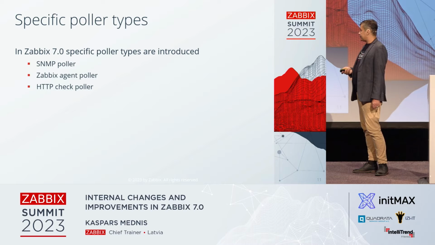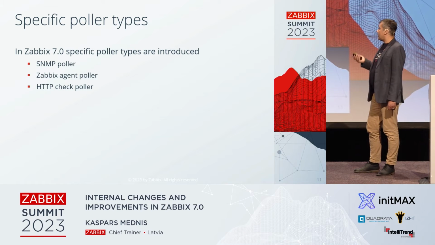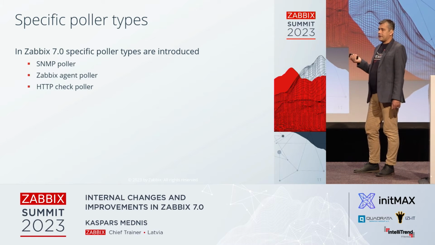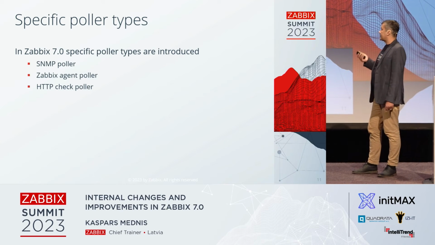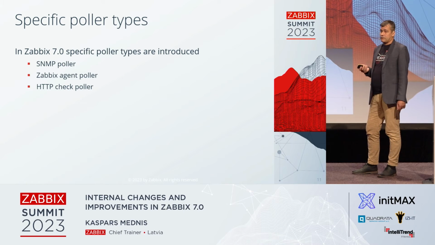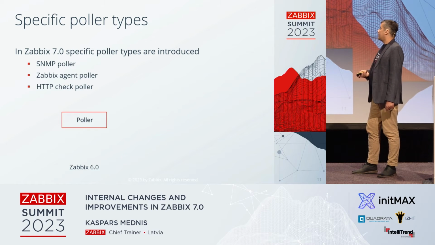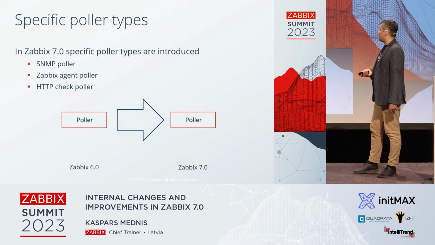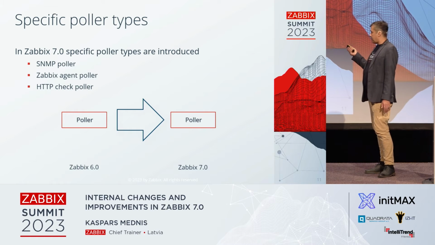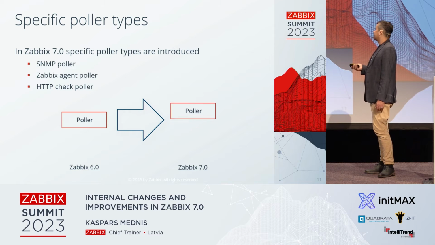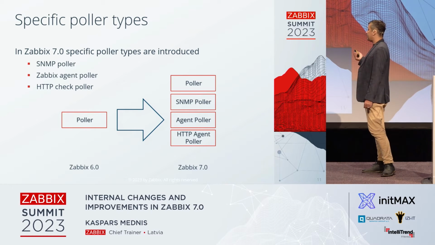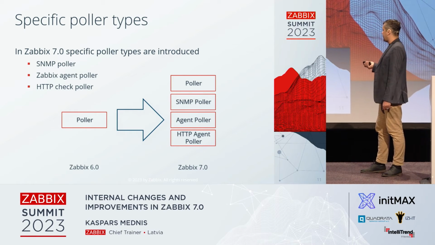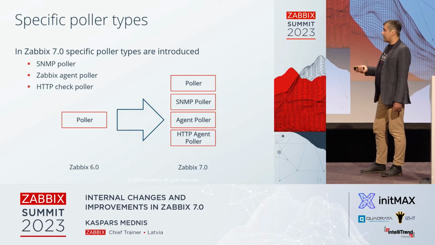We have introduced new poller types. In 6, the poller is quite universal. It is collecting SNMP, metrics from the Zabbix agent, and metrics from HTTP. In 7, we have the same poller, but we introduced 3 more data collectors: the SNMP poller, the agent poller, and the HTTP agent poller. And we still have a poller for some simple checks.